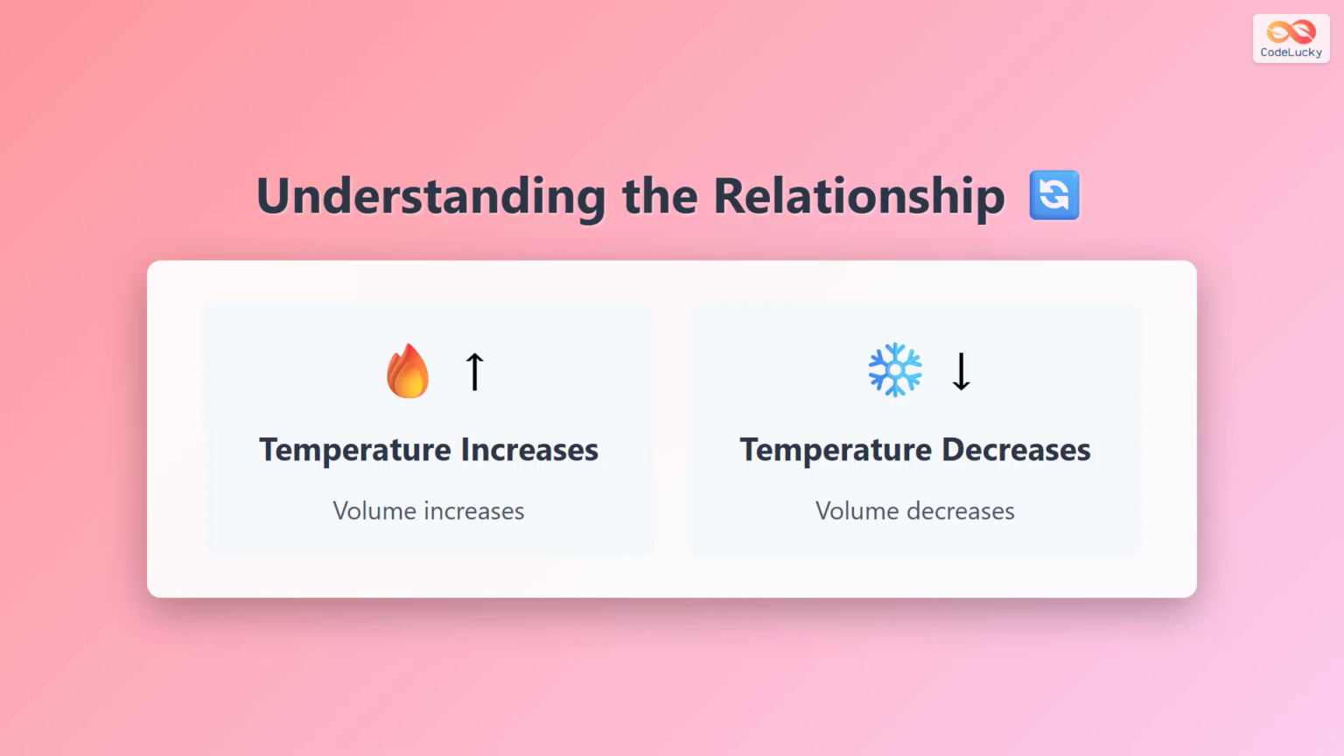Let's understand the direct relationship between temperature and volume more clearly. When temperature increases, the gas particles gain kinetic energy and move faster. This increased motion causes the particles to collide with container walls more forcefully and frequently, pushing the walls outward and increasing the volume. Conversely, when temperature decreases, the gas particles lose kinetic energy and move more slowly. This results in fewer and weaker collisions with the container walls, causing the volume to decrease. This direct relationship is what makes Charles's law so predictable and useful.